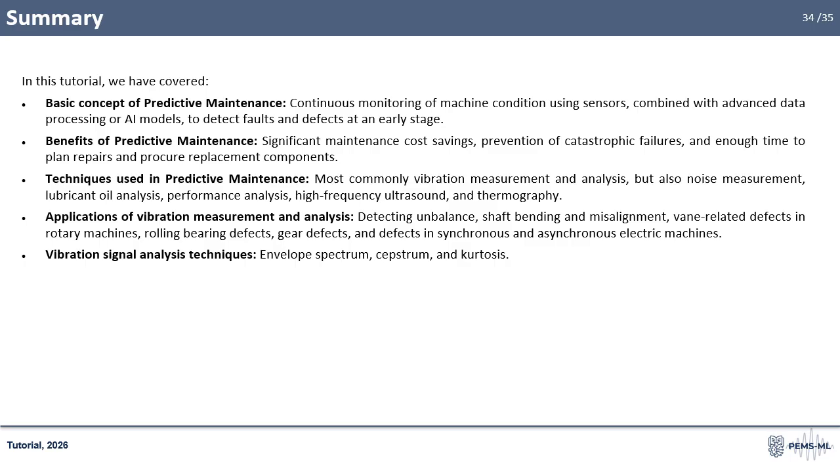We also looked at the techniques used. The most common approach is vibration measurement and analysis. However, other techniques are also important, including noise measurement, lubricant oil analysis, performance analysis, high-frequency ultrasound, and thermography. Then, we explored applications of vibration measurement and analysis. These techniques can detect unbalance, shaft bending and misalignment, vane-related defects in rotary machines, rolling bearing defects, gear defects, and faults in both synchronous and asynchronous electric machines. Finally, we introduced vibration signal analysis techniques, such as the envelope spectrum, cepstrum, and kurtosis.